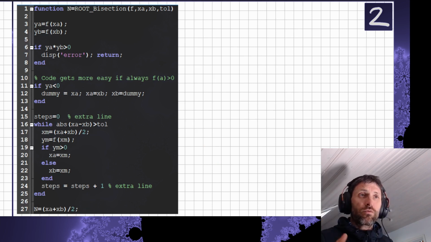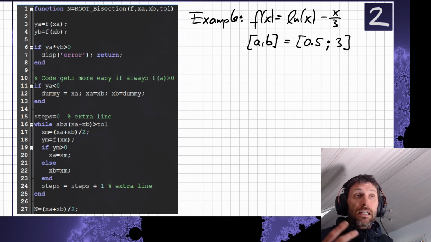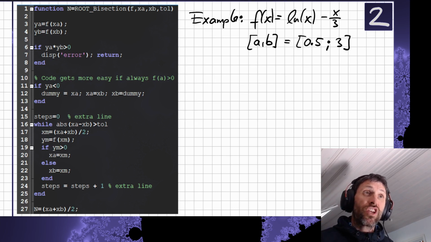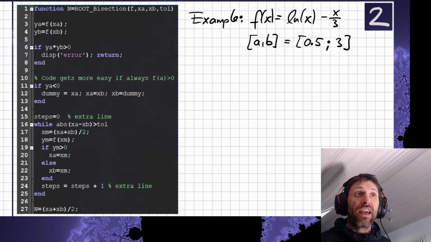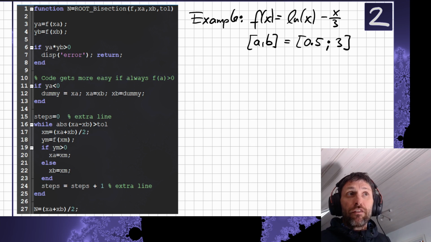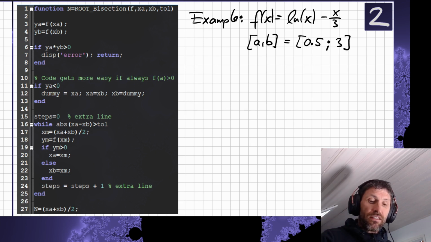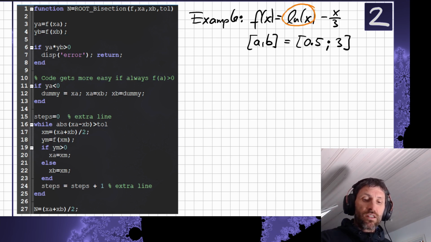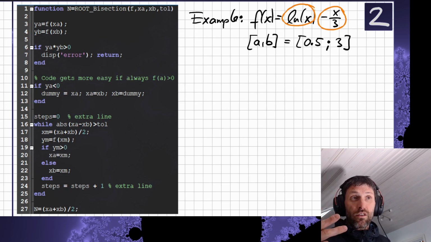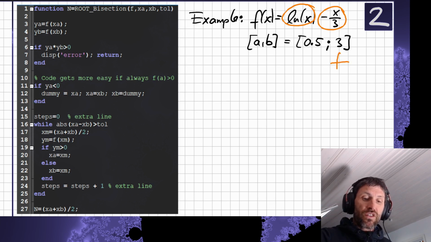So this is the code. Please check this code and try to make sense of every line. Let's check an example. Logarithm of x minus x divided by 3. If x is a number, for example 3, then the natural logarithm is a number more than 1, subtract 1, so this is positive sign. Here we have positive sign.